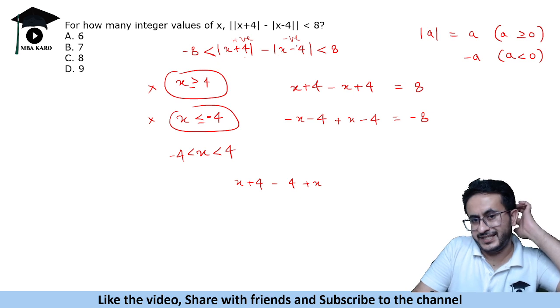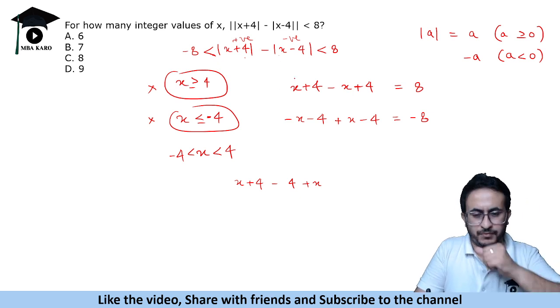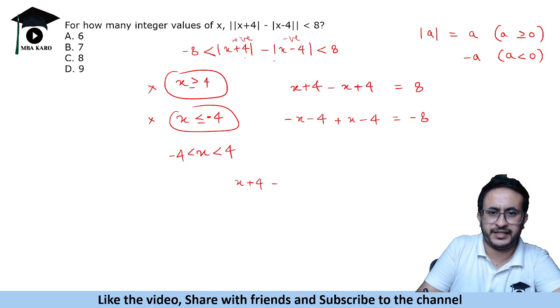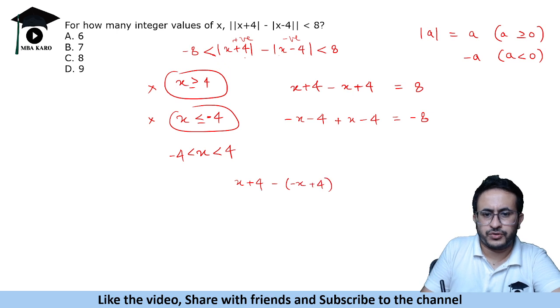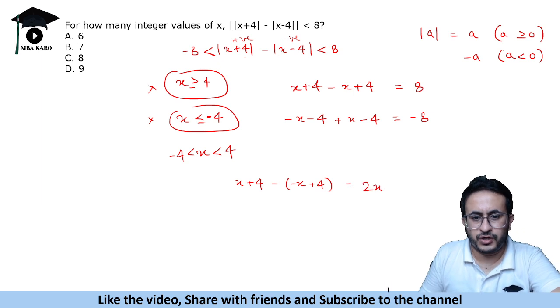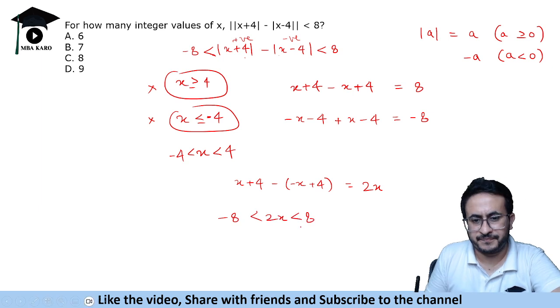So if this is negative, we will take the negative value of this, so instead of x minus 4 it will become 4 minus x, or if we take its negative, that means minus x plus 4, so that will become equal to 2x. Okay, so now we know that minus 8 is less than 2x is less than 8.